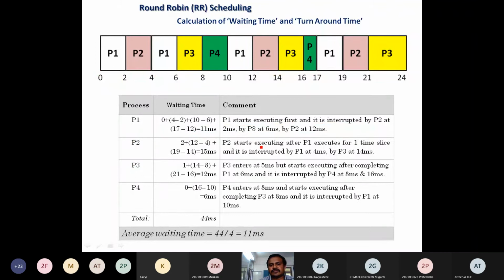P2 starts execution after P1. That is the first time slice. It started at 2 milliseconds, so the waiting time is 2 milliseconds. Then it is interrupted by P1 at the 4th millisecond. So it is going to be interrupted, beginning again at 12.